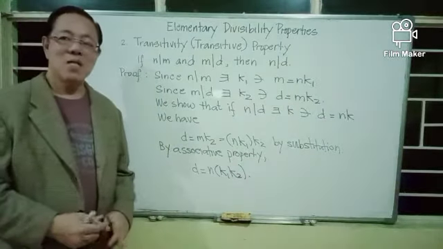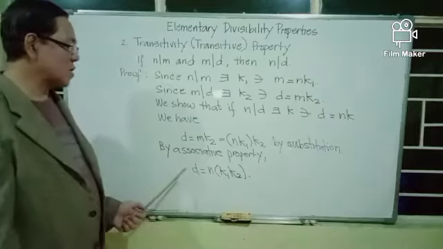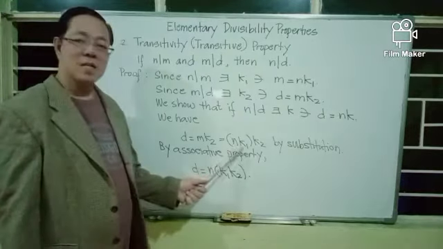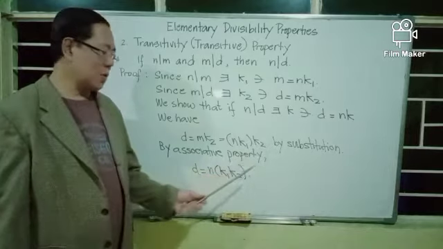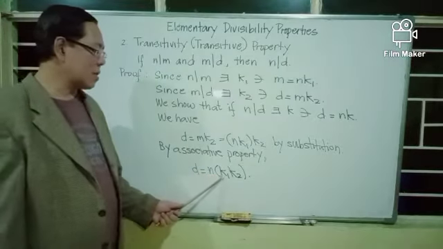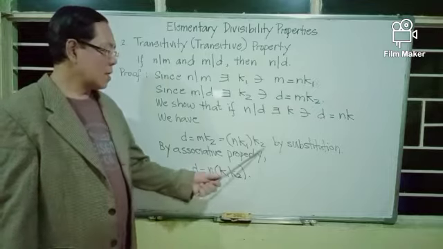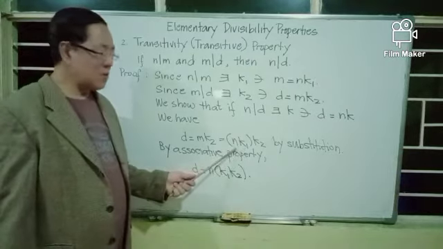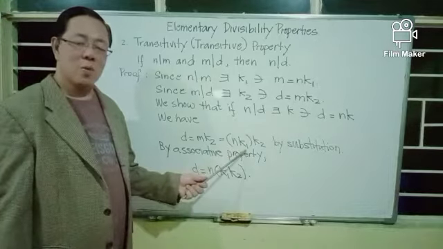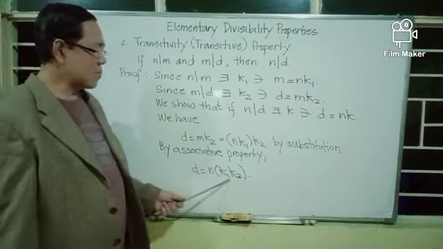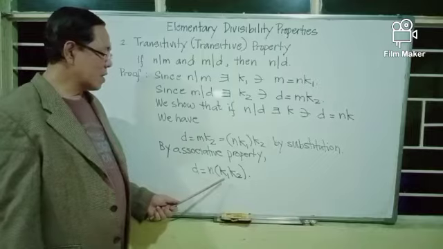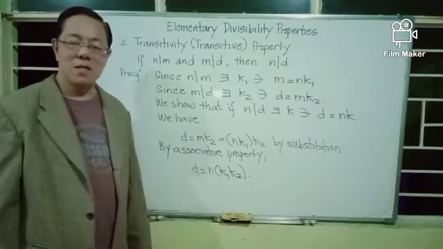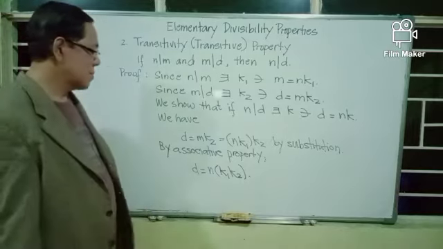By the associative property for multiplication of integers, the product (n times k1) times k2 is equal to n times the quantity k1 times k2. In this product you have the first group n times k1, but in this product you have the group k1 times k2, but the products are the same and equal.